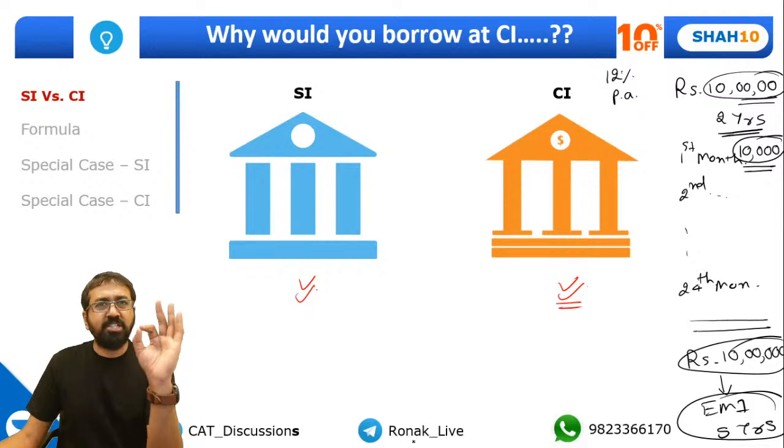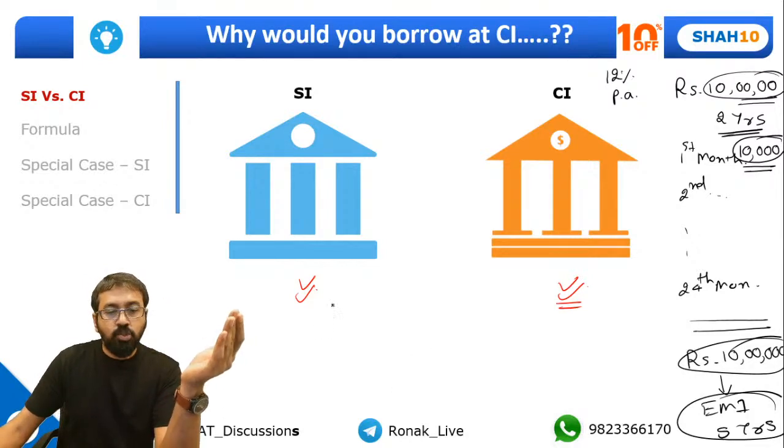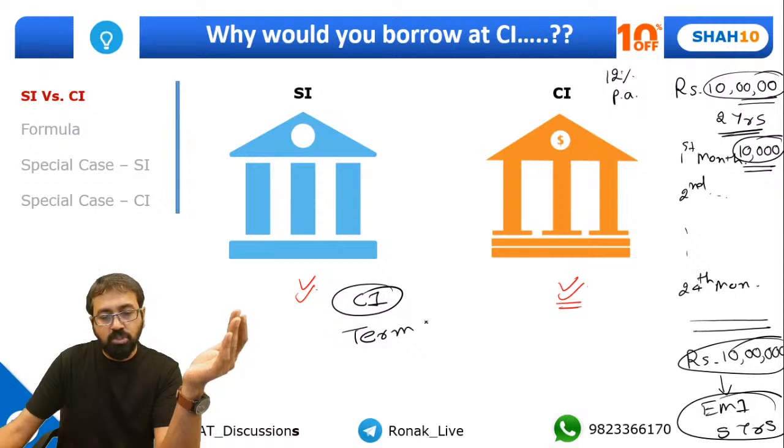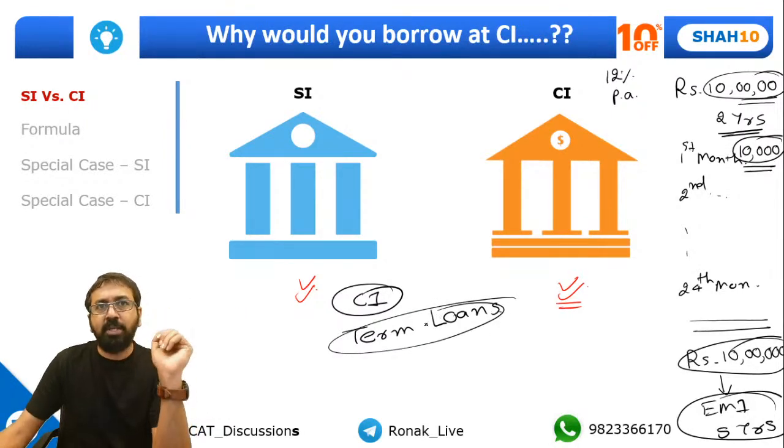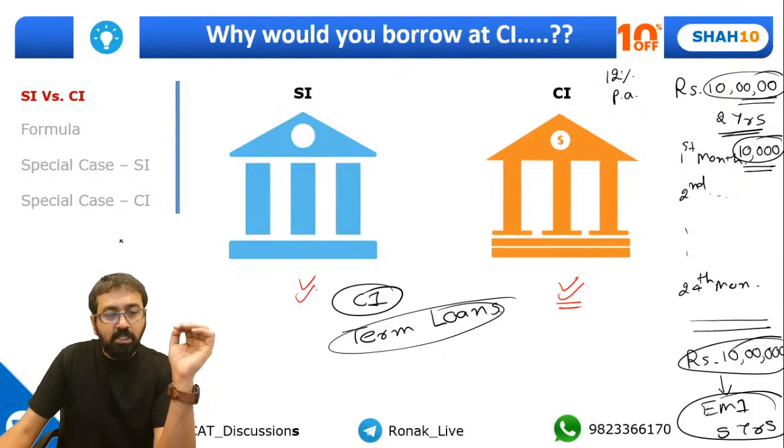Okay, so the question is, where do we use compound interest? So guys, compound interest is used in the case of term loans. Term loans. Now what are term loans? Let me explain. Guys, there is an XYZ builder.